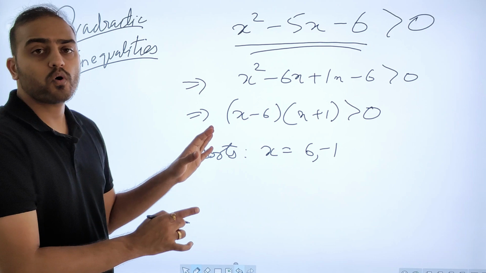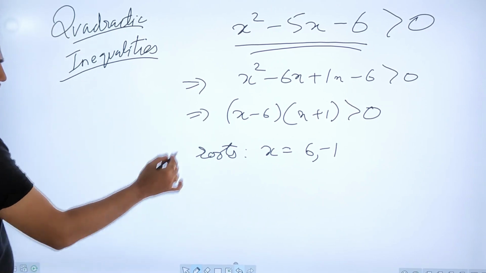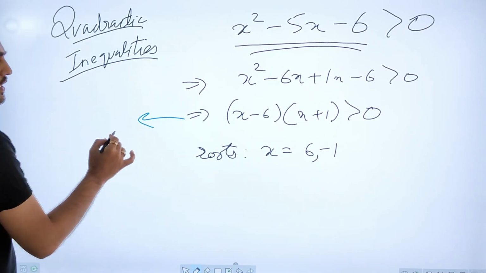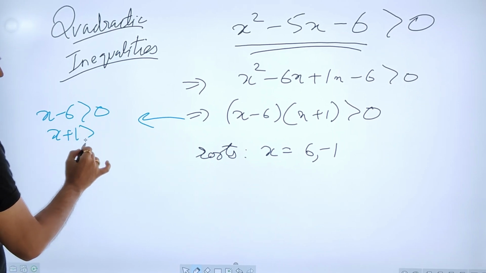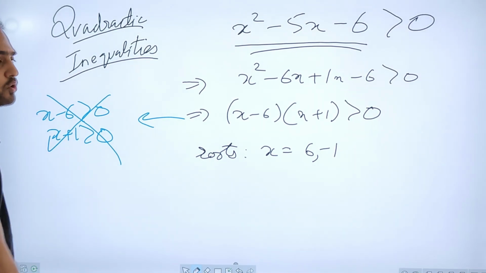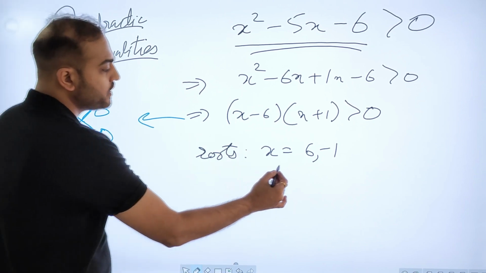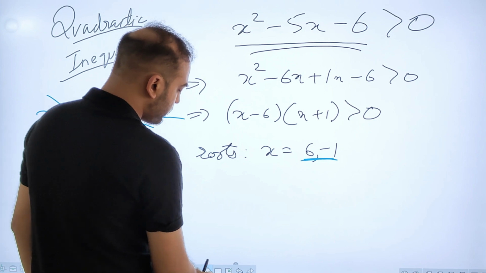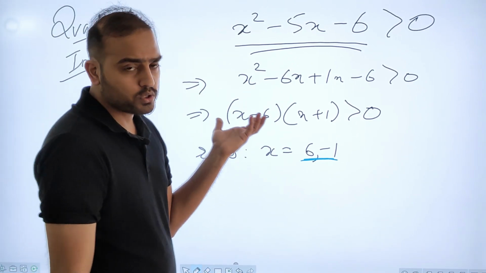Now, when it comes to inequality, don't repeat the same step. From here we can't go to x minus 6 is greater than 0 and x plus 1 is greater than 0. This is wrong, don't do that. Keep it as it is. Instead, find the roots. So we can't do that.